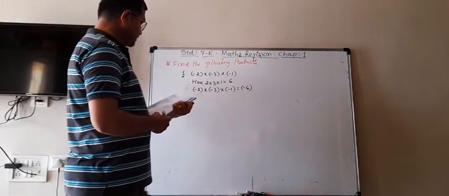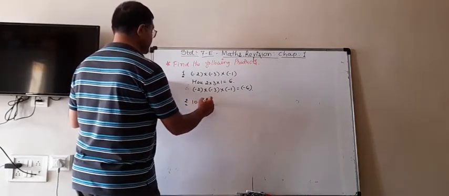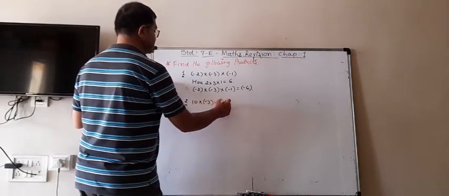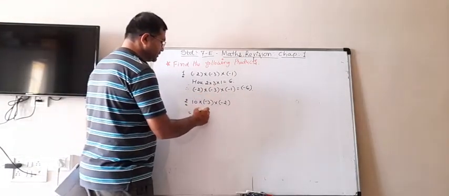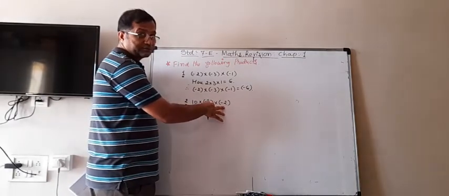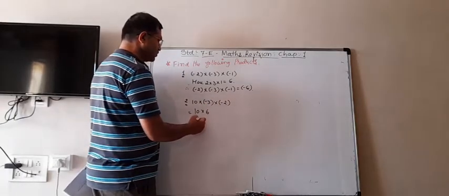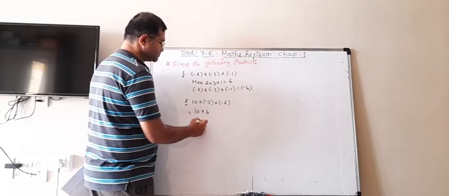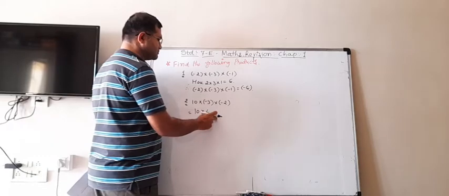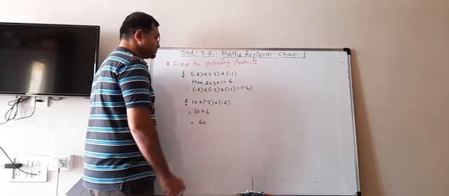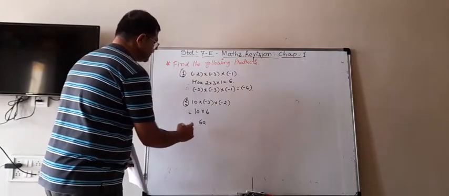Second sum. It says 10 multiplied by minus 3 multiplied by minus 2. Here we can do it directly also. 10 multiplied by negative negative becomes positive. So 3 twos are 6, and 10 sixes are 60. So your answer will be 60.